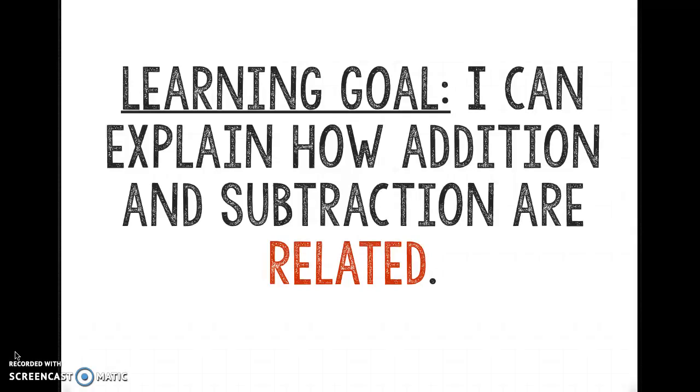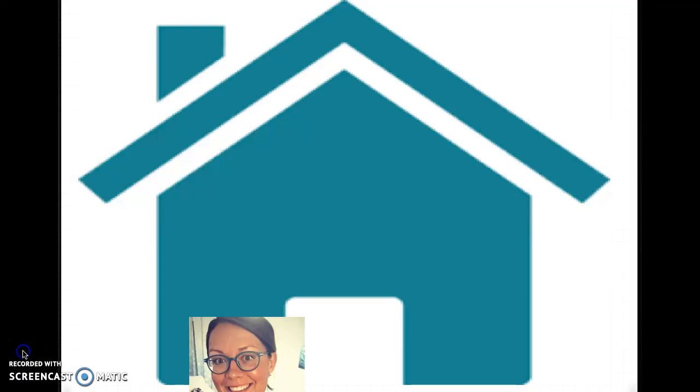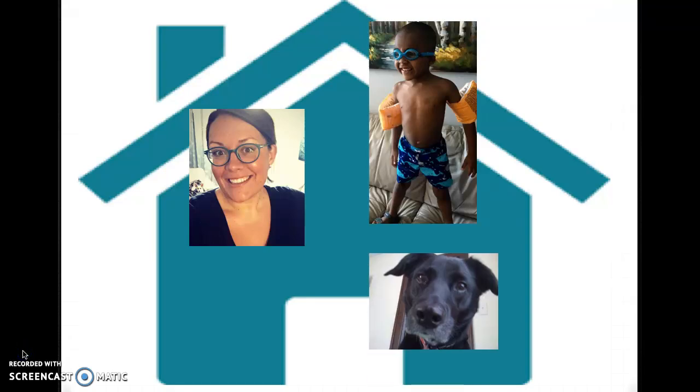Related. Now when I think about the word related, I think about my family. My family and I live in a house. We live in this blue house. I stay with my family at my house because we are all related, or that means we're in the same family. Now in my blue house, we live together. I live there. My son Miles lives there. You can tell he likes to swim. And our dog Callie lives there. We all live there together because we're a family, or we're related.